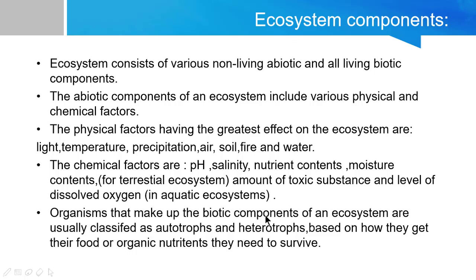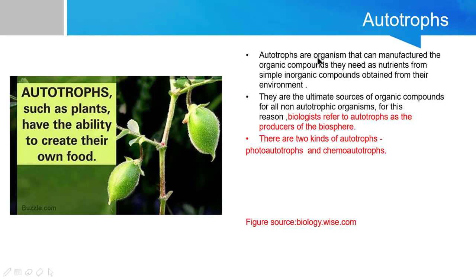Organisms that make up the biotic components of an ecosystem are usually classified as autotrophs and heterotrophs, based on how they get the food or organic nutrients they need to survive. Autotrophs are organisms that can manufacture the organic compounds they need as nutrients from simple inorganic compounds obtained from their environment. They are the ultimate source of organic compounds for all the non-autotrophic organisms. For this reason, biologists refer to autotrophs as the producers of the biosphere.